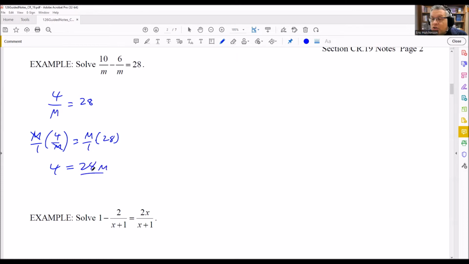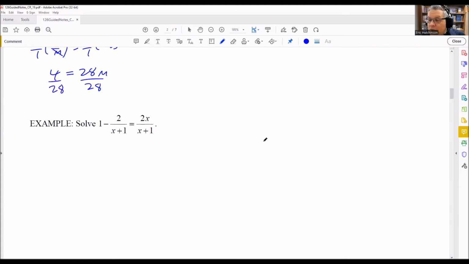So you just need to divide both sides now by the number in front of the m. So we're dividing by 28, not by 4. We're dividing by 28. Now that's going to reduce, and that's going to give you 1/7 as the answer. So 1 over 7 is your answer for m. It would make this equation correct.